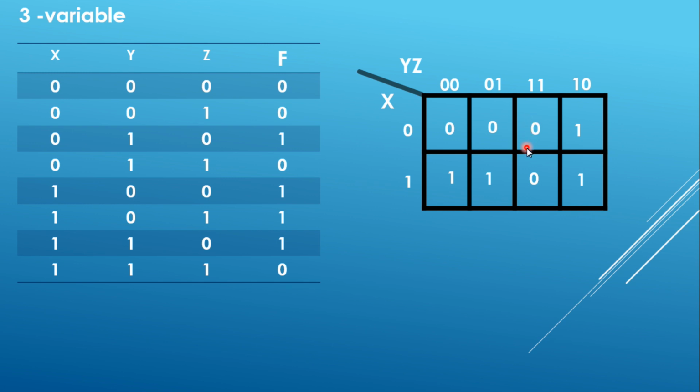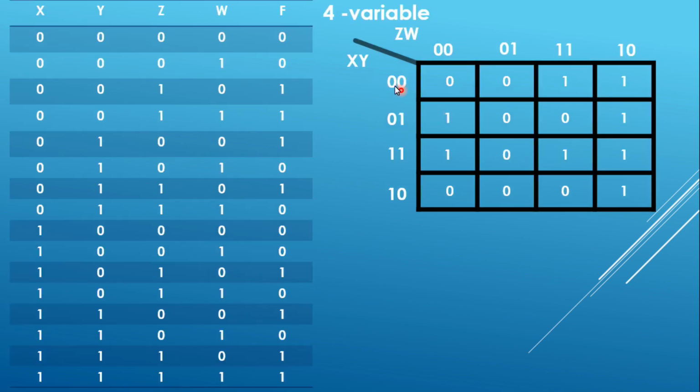Now if you see in this function f, when is it true? When it is 0 1 0. So 0 means x is 0, and 1 0 means y and z are 1 0. So for 0 1 0, here it would be 1. Then 1 0 0: x is 1 and y z are 0 0, here it would be 1. Then 1 0 1 is also 1. And 1 1 0 also is 1. So x is 1 and y z is 1 0, here also it is 1. Rest of the places it is 0.